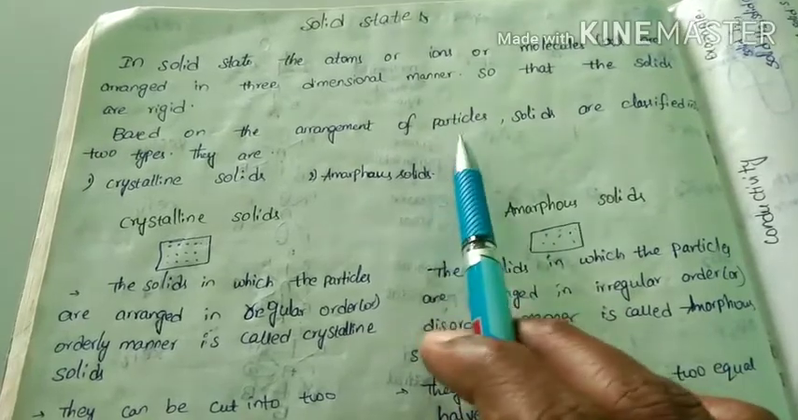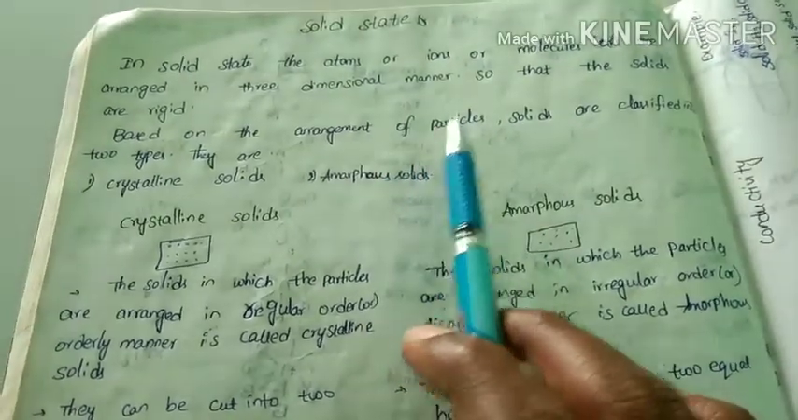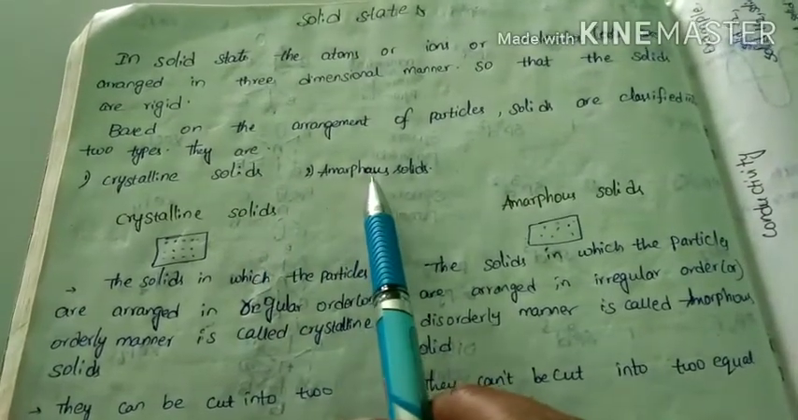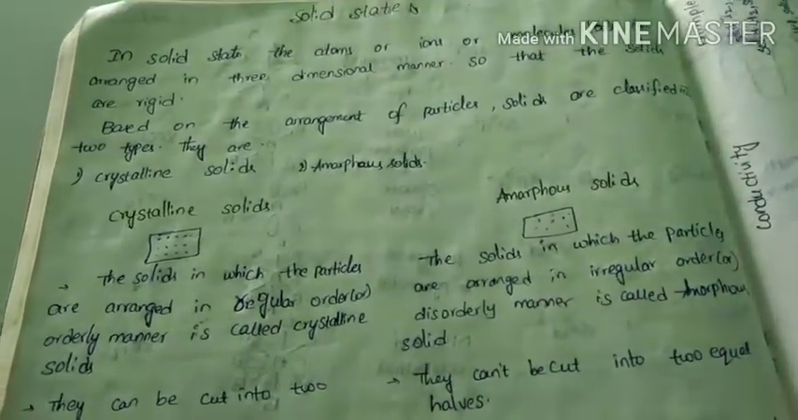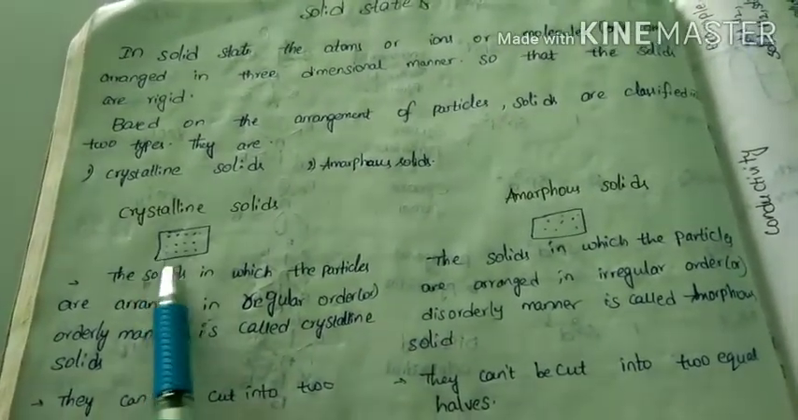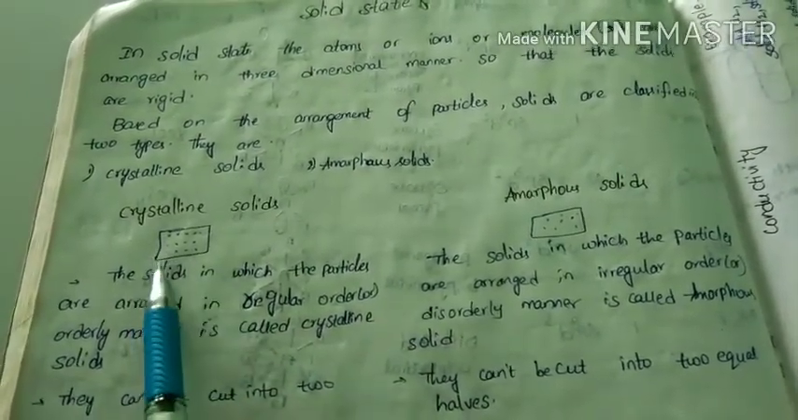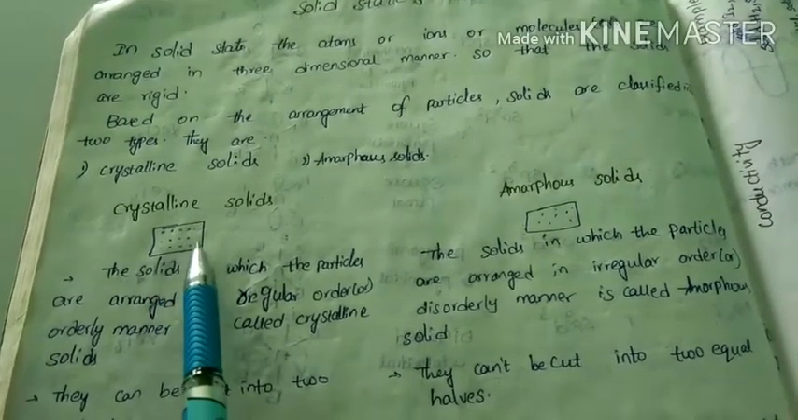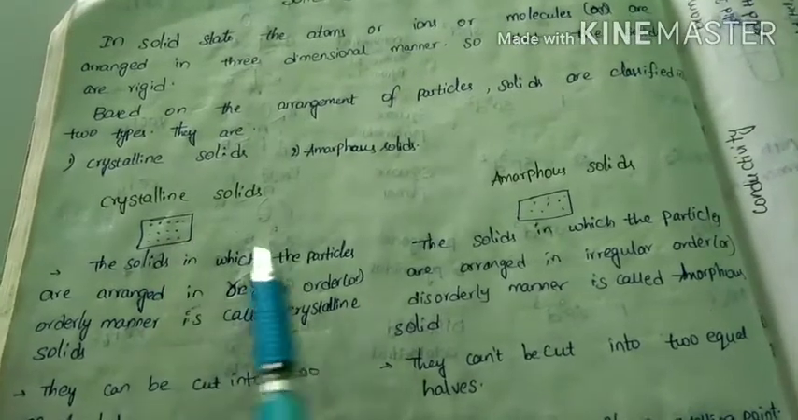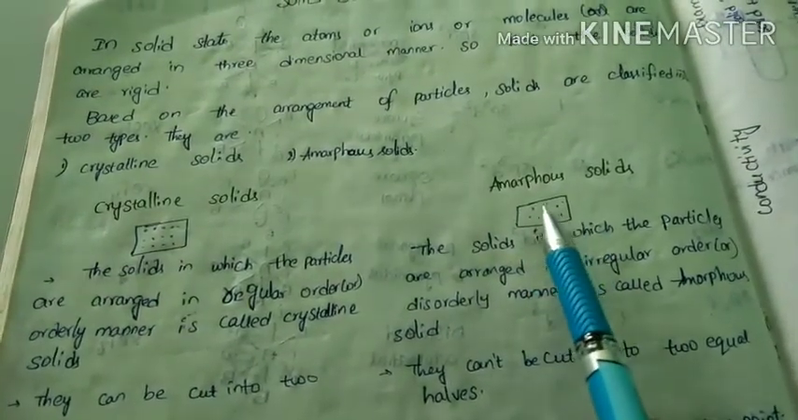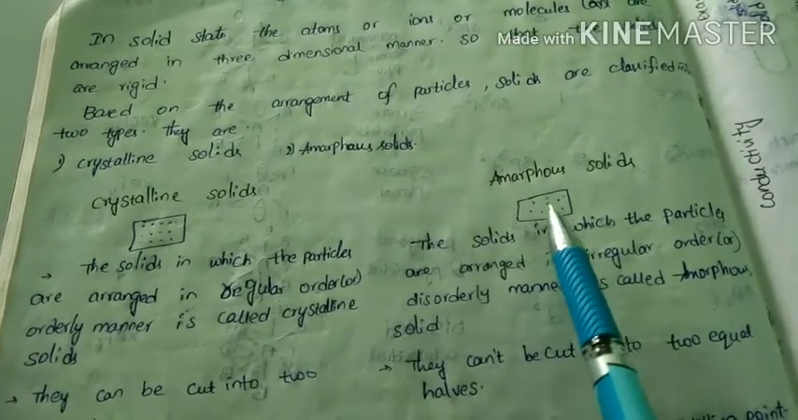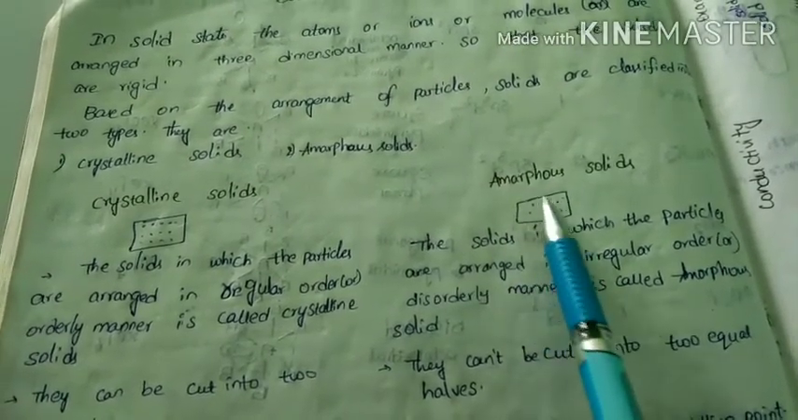So based on the arrangement of particles in solids, they are classified into two types: crystalline solids and amorphous solids. Here in crystalline solids, this is the arrangement. The particles are arranged in a regular manner, so an orderly arrangement. But in amorphous solids the particles are arranged irregularly, that means a random or disordered arrangement. Such types of solids are called amorphous.